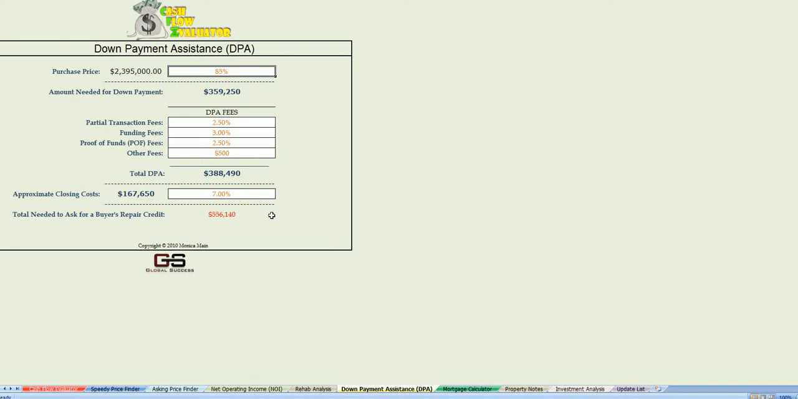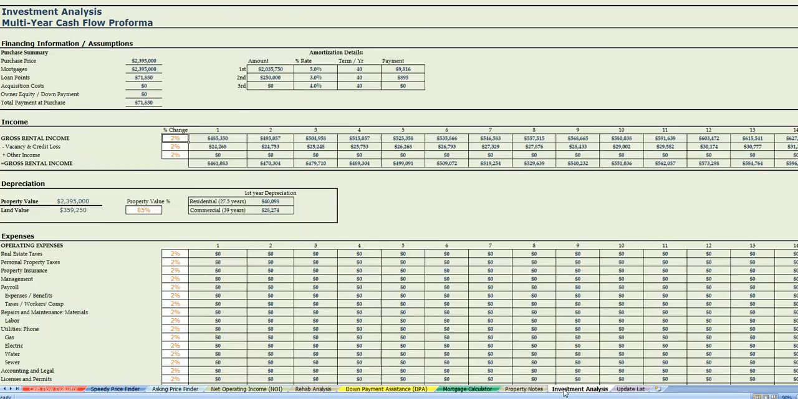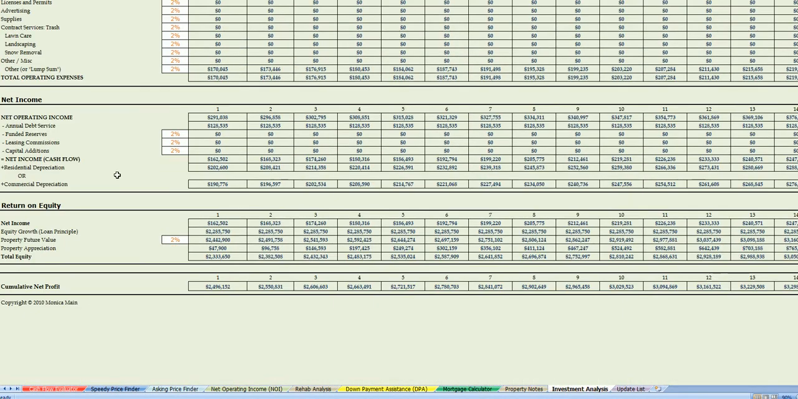So I have another couple of videos on that topic, so you can go ahead and look at those videos if you're confused about how to use DPA. But this is the DPA tab as well. And then there's a property notes section where you could do some notes, and you could do an initial investment or additional investment analysis that will break down exactly what your return on equity is.